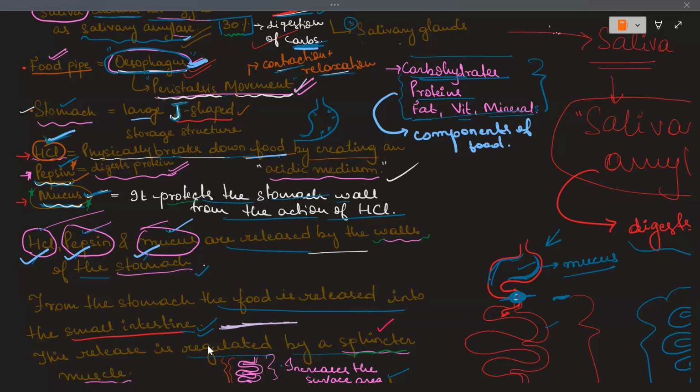How does it open, ma'am? It opens by pressure. For example, if the food is now ready to be released into another organ, the pressure of the food opens it, and it is also opened by the neural mechanism. The brain tells it to open. Okay, ma'am.